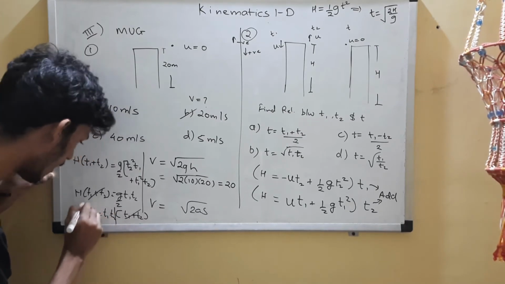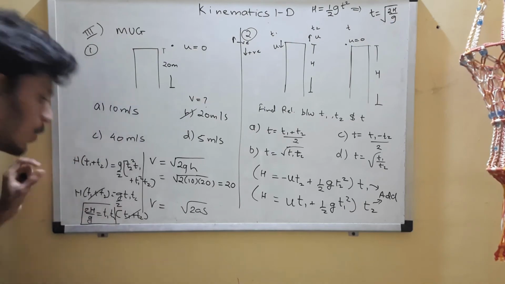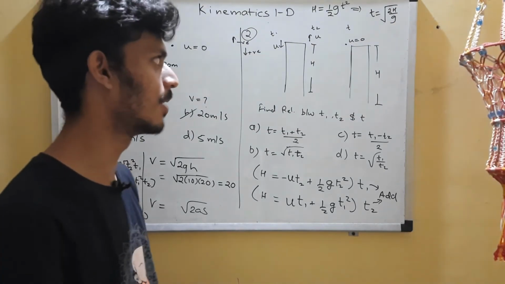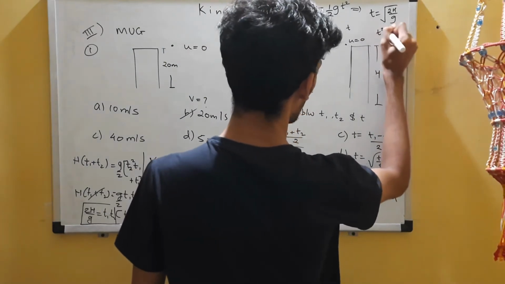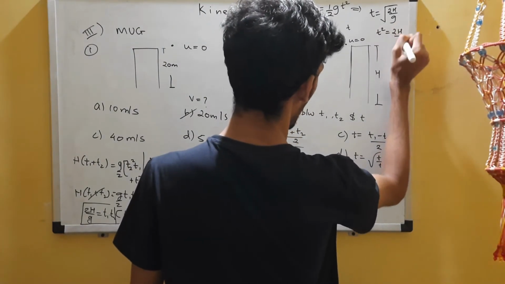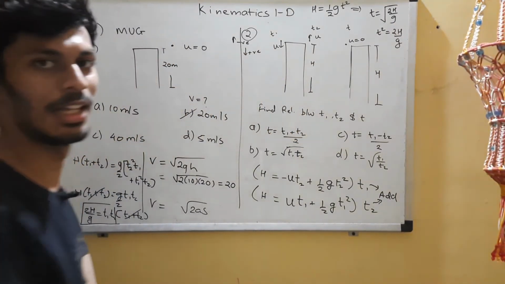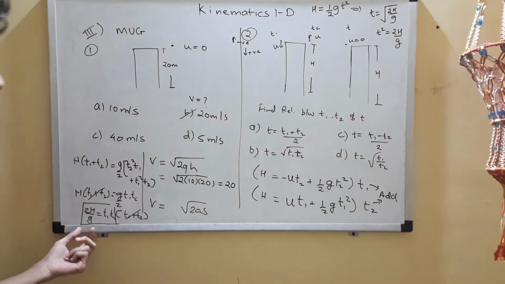Now this is a very, very important thing. 2h by g is equal to t1 into t2, and if you see here, t square is equal to 2h by g, right? So you can equate this to t square.